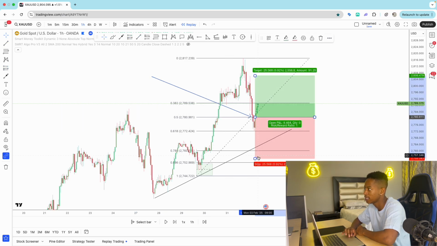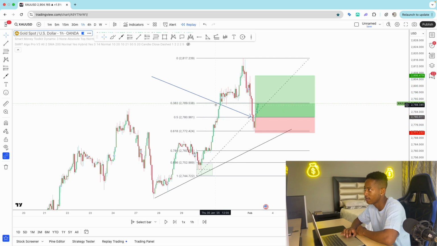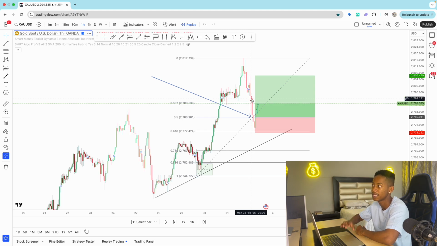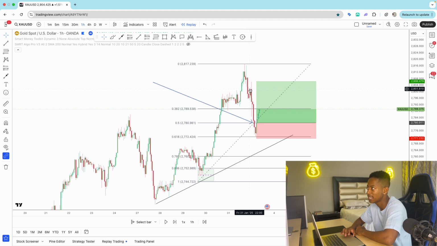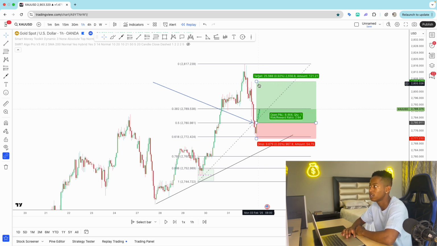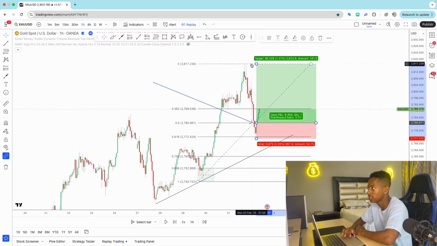Mind you guys, when price reaches the 38% level, it doesn't mean that once it gets there you just place a buy limit and then it goes up. No, it means that a full retracement has happened. It has retraced at least 38% of the level, which means that wherever it goes down, it can retrace at 50%, it can retrace at 61.8. But the most important thing is once it breaks this first retracement level, that's where you start to look for those buy opportunities. So let's just see.